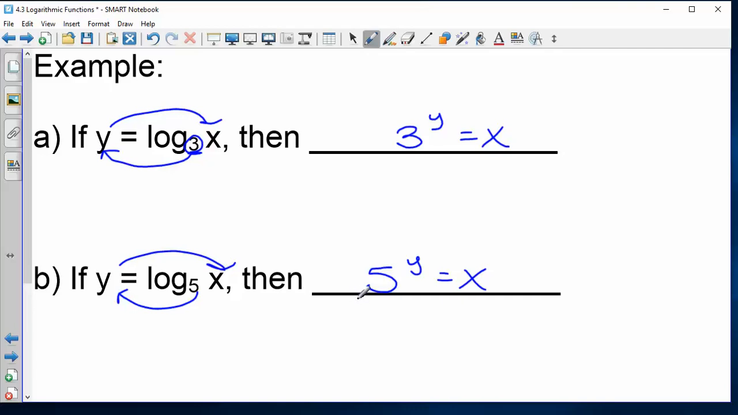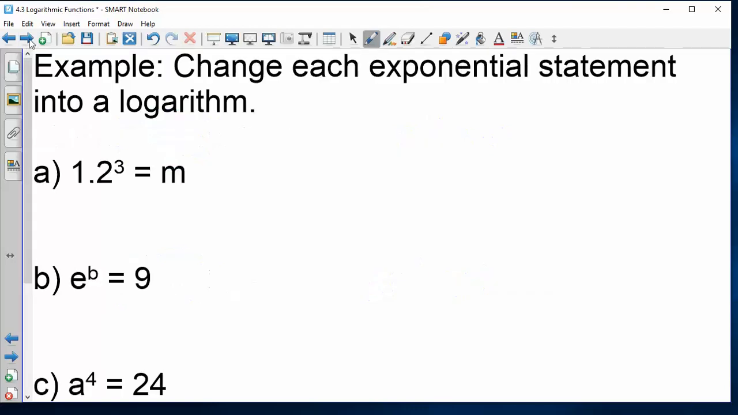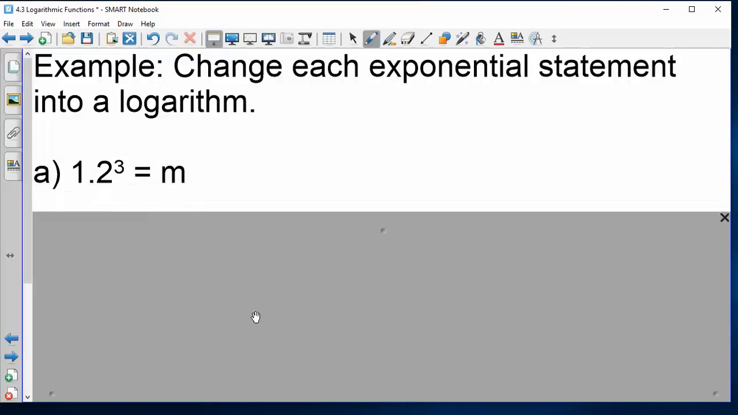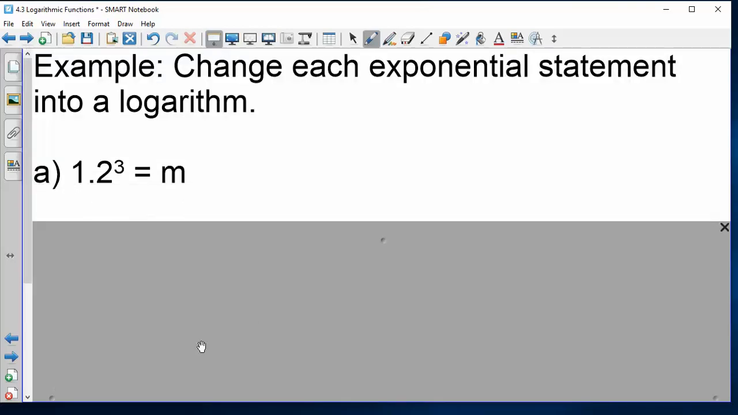Let's do a couple, and the next few slides, I've got lots of examples. We'll do as many or as few as we need on this. I just wanted to make sure we have that definition. We have to be able to go back and forth between the exponential and the logarithm. So I want to take this and write it using a logarithm.